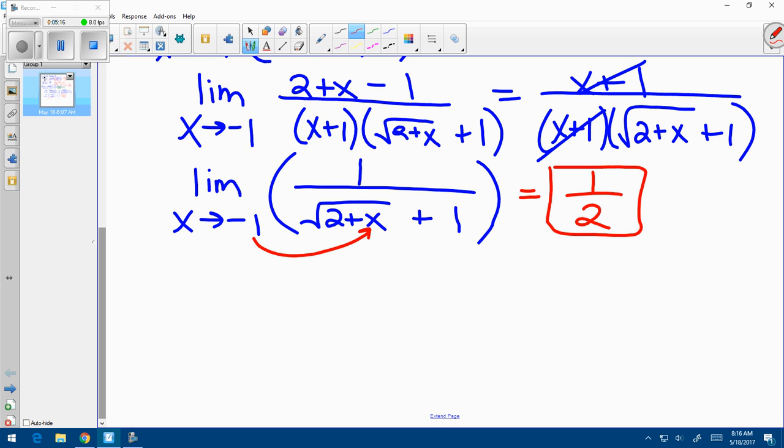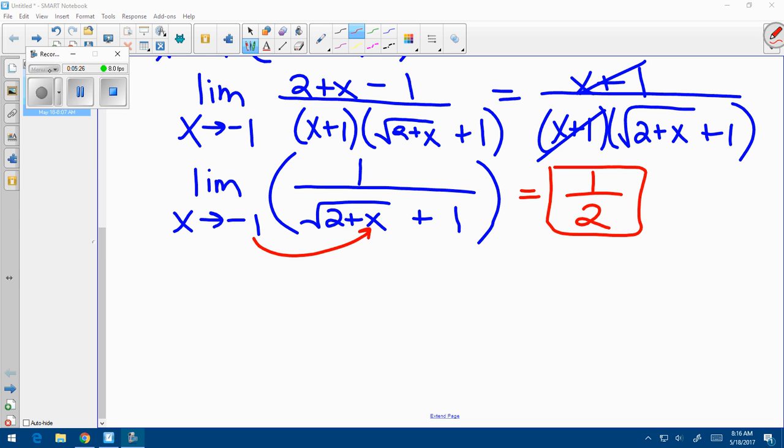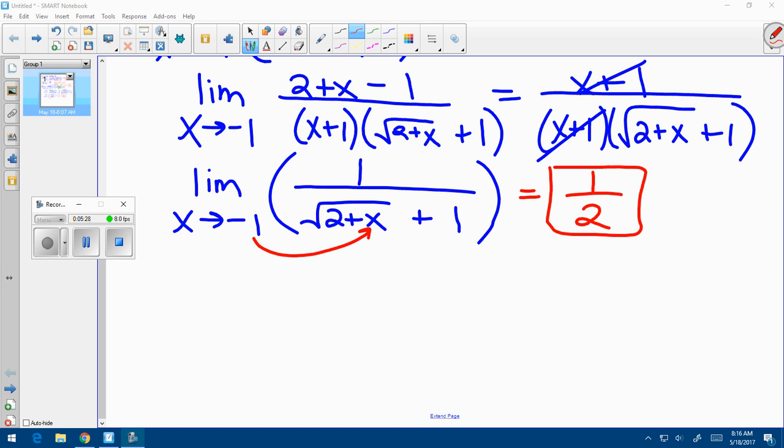Although I won't show it to you too often, if you ever get stuck, remember you can look at the table, and hopefully the table can help you confirm that as x approaches negative 1 from the left or from the right, the y values are getting closer and closer to 0.5.